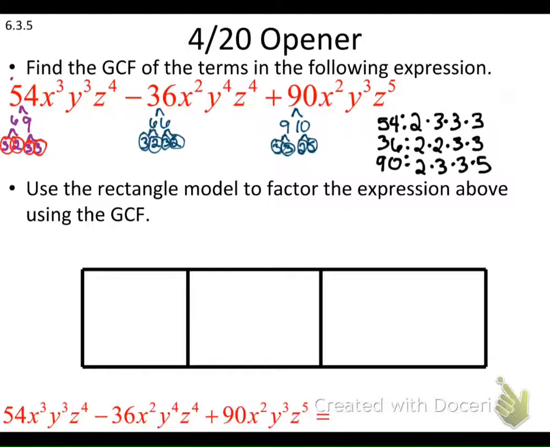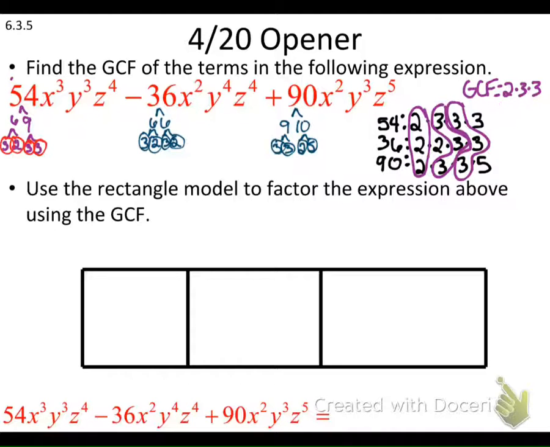Okay, looking at these three numbers, which ones do we have in common? Which numbers are in all three? 2 and 3. So we have 2, and 3, then another 3. Good job. So our greatest common factor is going to equal 2 times 3 times 3, which equals 18, with x squared, y cubed, z to the 4th.